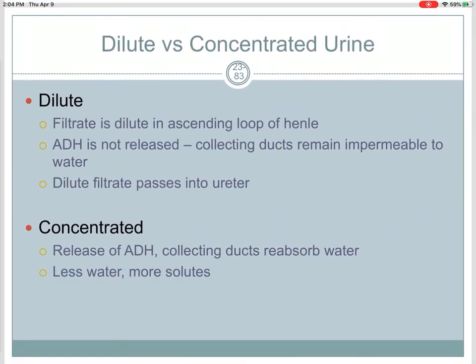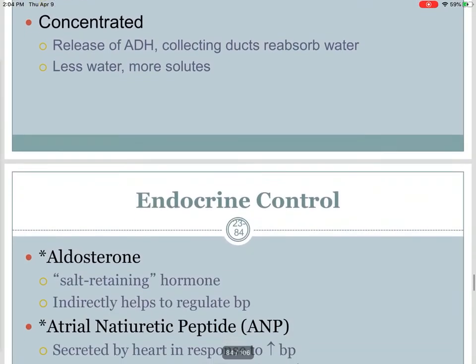All right, we have finished covering most of the in-depth material. There's a couple odds and ends we need to pick up on. You can read here the difference between dilute versus concentrated urine. This will not be on the test.